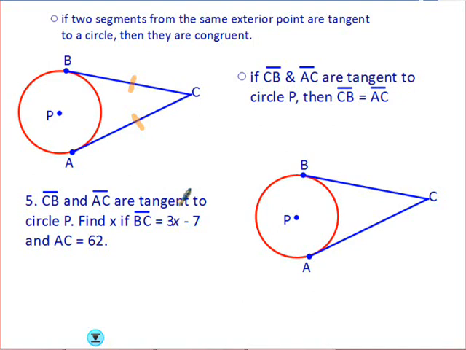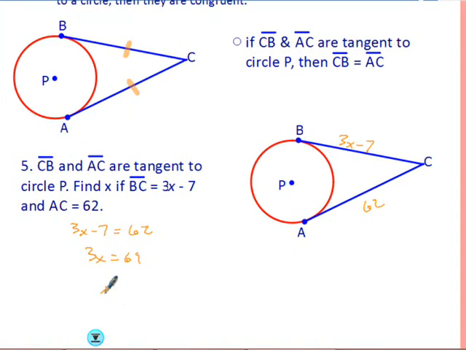CB and AC are tangent. And then we say that BC is 3x minus 7, and AC is 62. This would be one of the easy ones because we're telling you that those two are congruent. If A and B are points of tangency, then 3x minus 7 equals 62. And 3x equals 69. And x equals 23. Easy enough. Let's take a look at the next page.